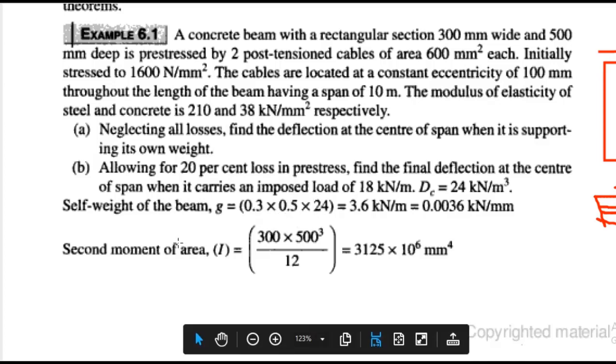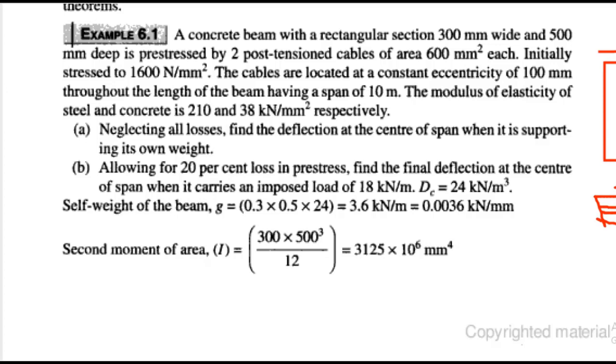Next, we should calculate the second moment of area or moment of inertia for this cross section. That second moment of area, I equal to 300 into 500 power 3 divided by 12. That means width of the section B into D cube divided by 12. 300 into 500 cube divided by 12, which results in 3125 into 10 power 6 mm power 4. This is the moment of inertia for this particular type of section. Now I will erase this data.